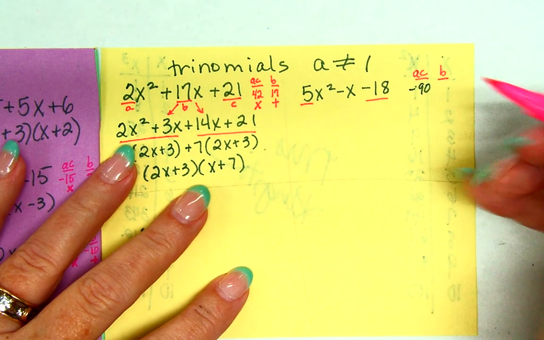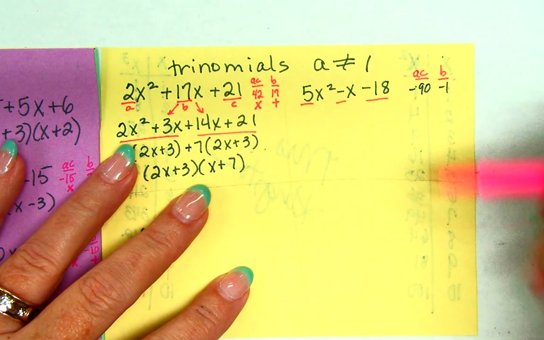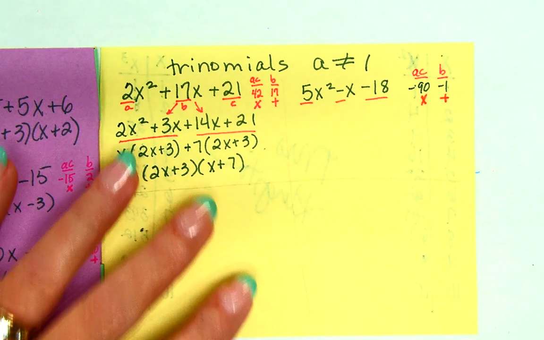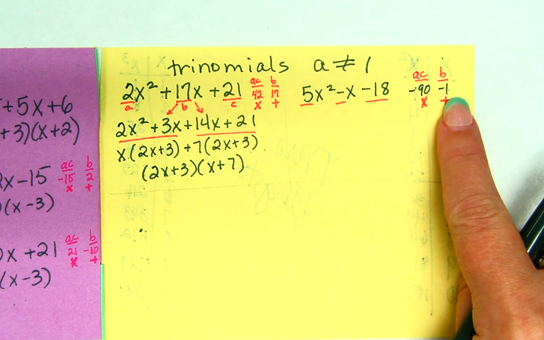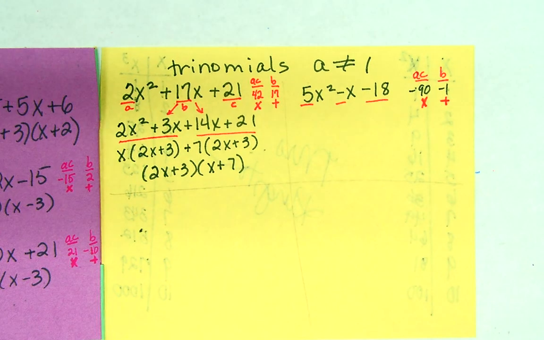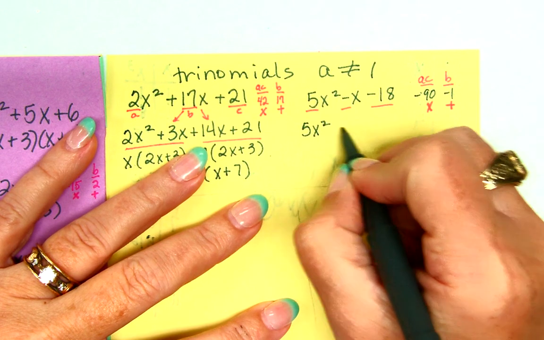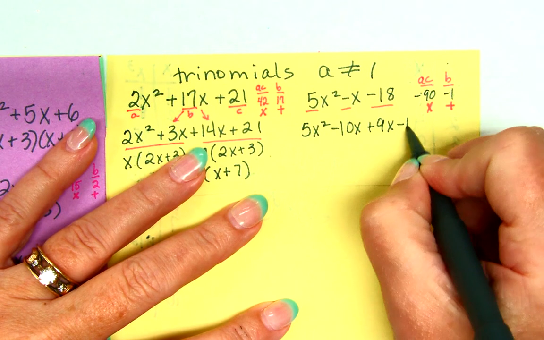And what's B? Negative 1. So what two numbers multiply to equal negative 90 and add to be negative 1? 9 and 10. What kind of 9 and what kind of 10? Because I need it to add to be negative 1, it'll have to be negative 10 and positive 9, right? So rewrite your problem, 5x squared, but this time using negative 10x plus 9x minus 18.